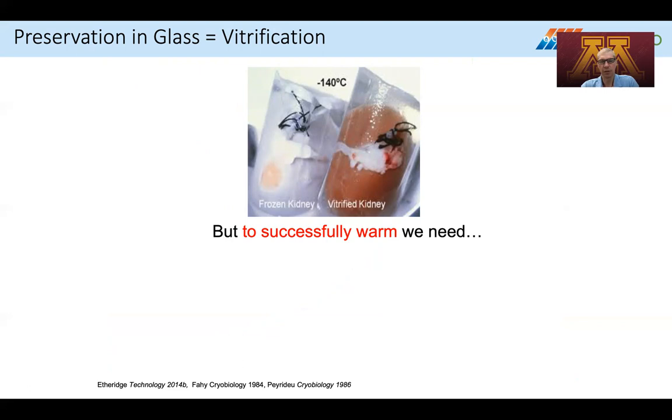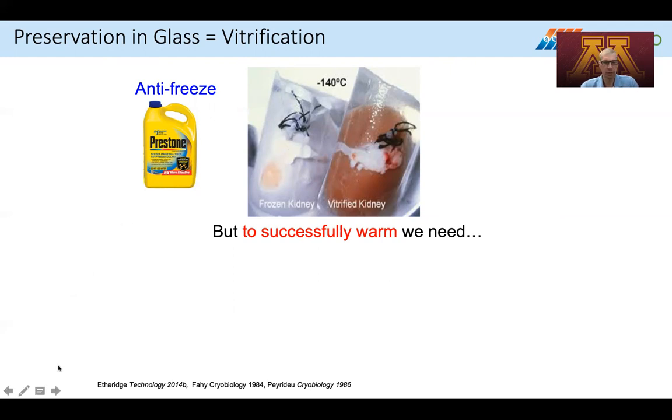This has been done by Greg Fahey even back in the 1980s. He's continuing to do innovative work in this area. What you see on the right is a kidney that was infused with basically a cryoprotective agent, or an antifreeze. It's biologically non-toxic, and he was able then to cool it down and create a glass. And then you see a failed kidney on the left where crystals formed.